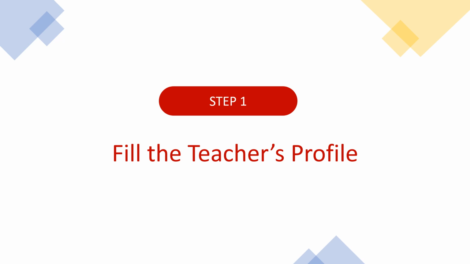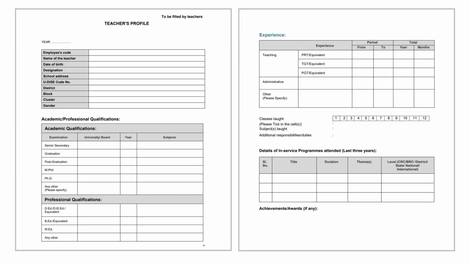There are a series of steps that need to be followed systematically by any teacher while doing the Teacher Self-Assessment Rubrics. The first step is to fill the teacher's profile. In this step, the teacher is required to provide the necessary information about their academic or professional qualifications, experiences, details of in-service programs attended by the teacher in the last 3 years.